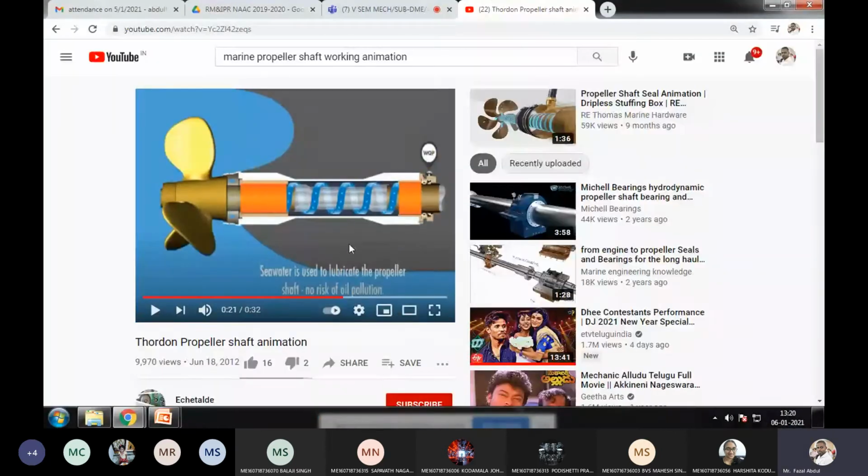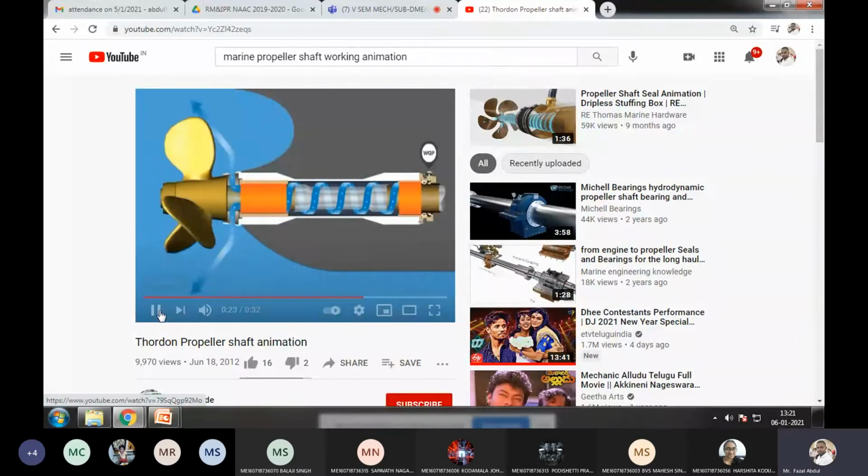In such situations, this propeller shaft, because of continuous rotation, is subjected to torsion. Because it is located between the bearings and attached to the engine by belt drive, it is subjected to bending moment. And because of continuous rotation of the propeller, the shaft is subjected to axial load, applied in a tensile or compressive manner.